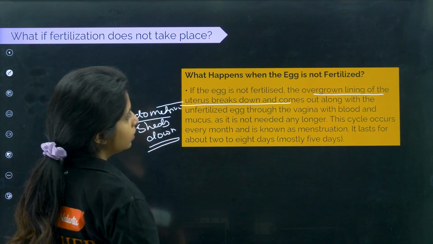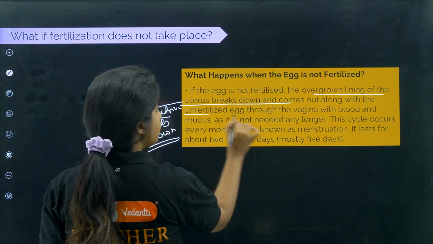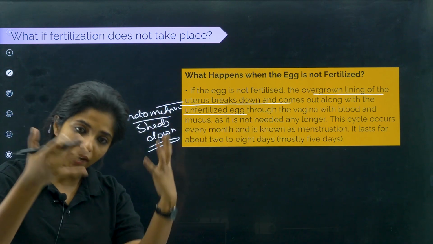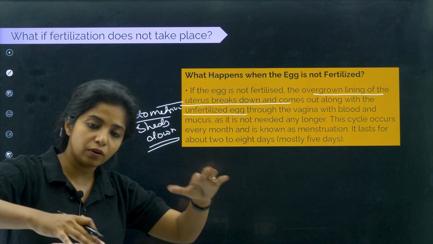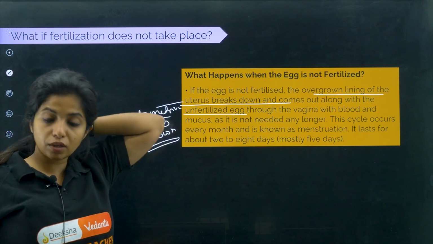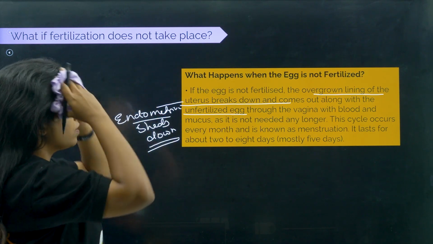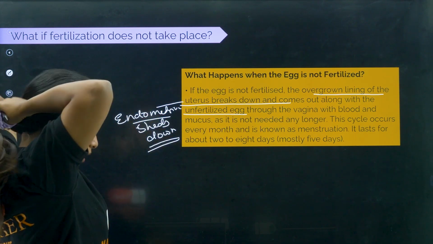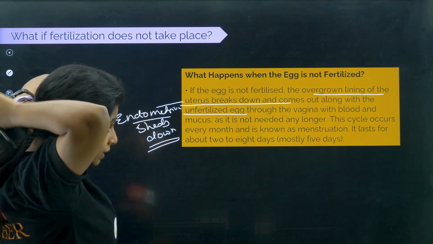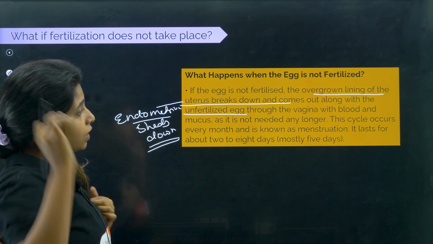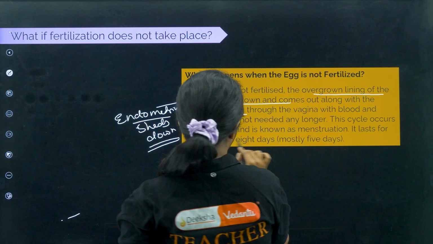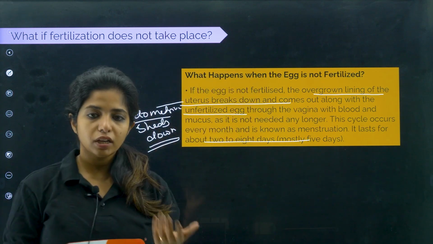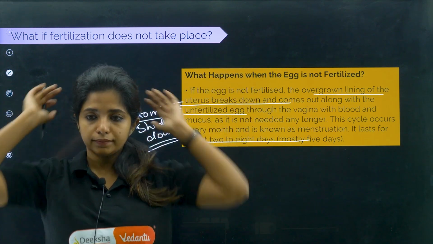It sheds down along with what? The unfertilized egg. The egg is also not fertilized, so that also falls down, and next time again one egg will be released, and the same thing repeats. It leaves through the vagina with blood and mucus, as it is not needed any longer. This cycle occurs every month and is known as menstruation. It lasts for about 2 to 8 days, mostly 5 days, depending on the person.